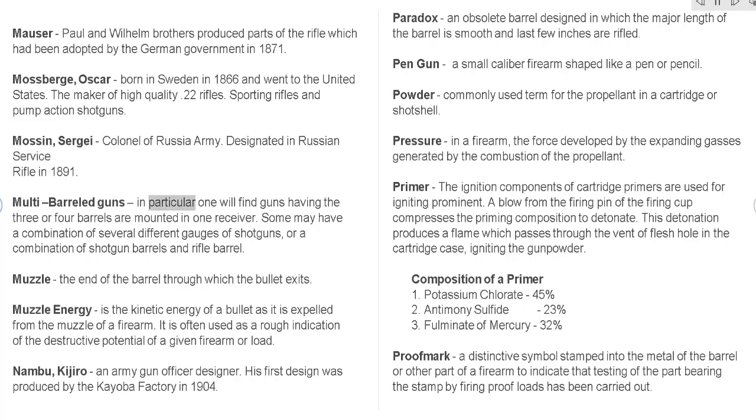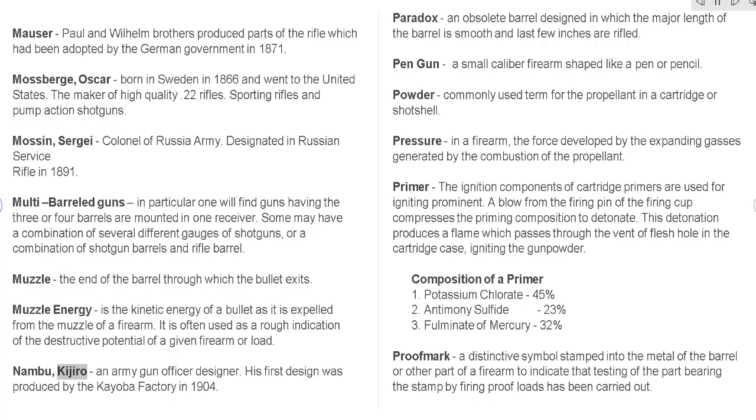Multi-barreled guns, in particular one will find guns having 3 or 4 barrels mounted in one receiver. Some may have a combination of several different gauges of shotguns, or a combination of shotgun barrels and a rifle barrel. Muzzle, the end of the barrel through which the bullet exits. Muzzle energy is the kinetic energy of a bullet as it is expelled from the muzzle of a firearm. It is often used as a rough indication of the destructive potential of a given firearm or load.